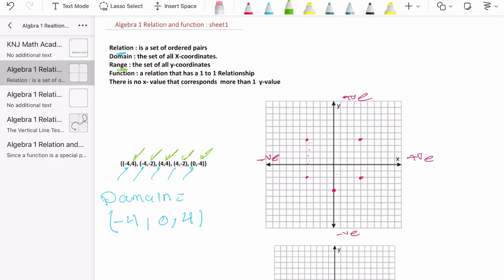Let me pick the other color. Range. So in the range here I have minus 4, minus 2, 4, minus 2, minus 4. So I will start with the least, minus 4. And I have minus 2. And I have 4.